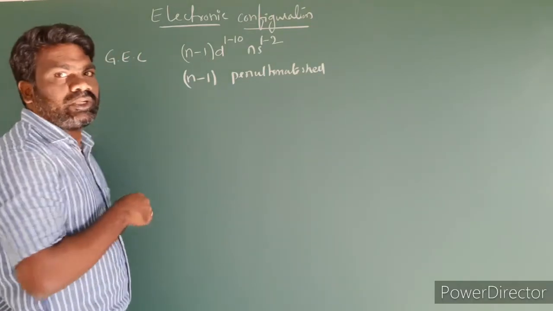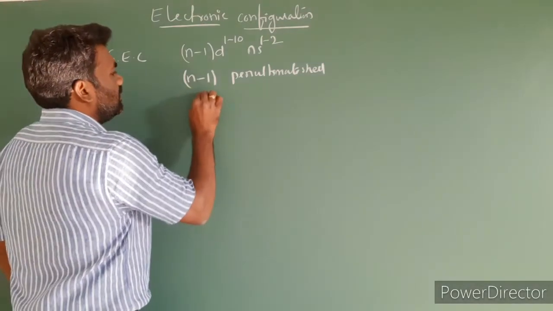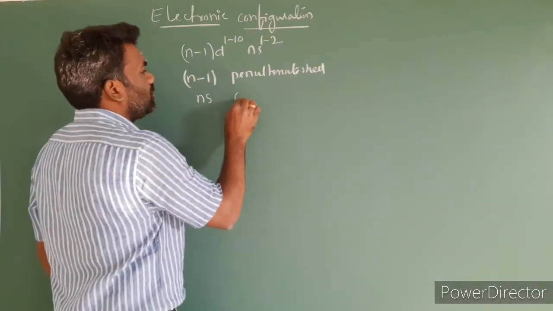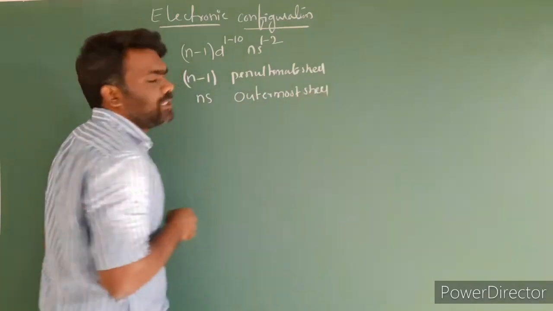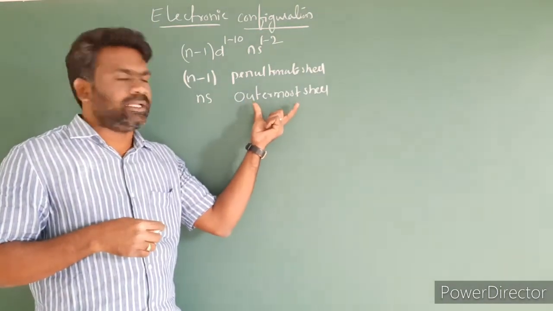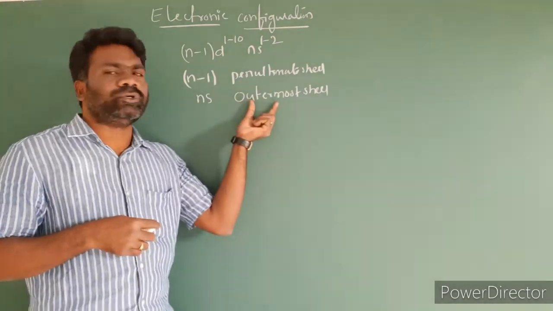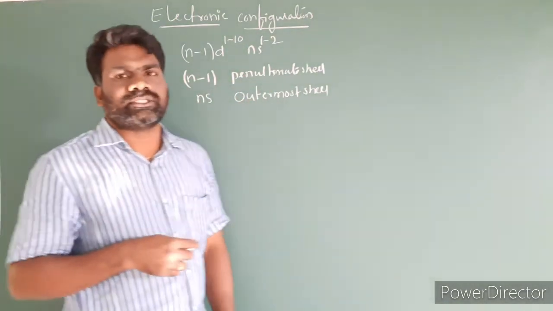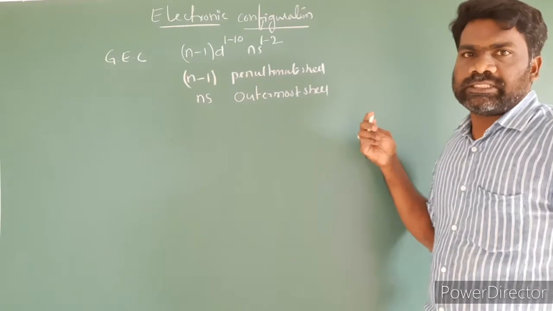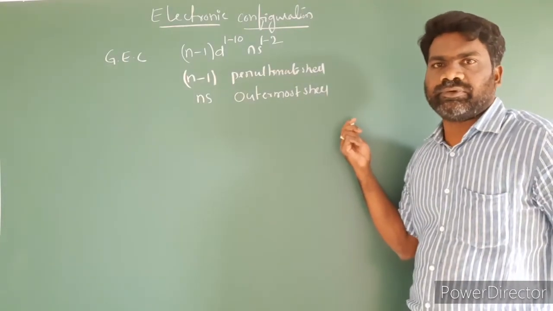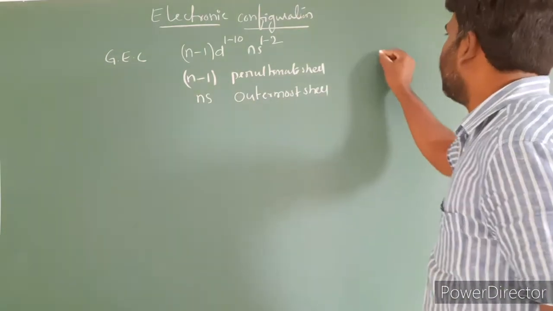Already we know very well what a penultimate shell, an ultimate shell, an anti-penultimate shell and core shells are. Next, ns stands for the outermost shell. The outermost shell is also called the outermost energy level or ultimate shell. So here n-1 is the penultimate shell and ns is the outermost shell. Now let's look at the electron configuration of 3d series elements. There are different series of transition elements: 3d series, 4d series, 5d series, 6d series. Let's see what they are.